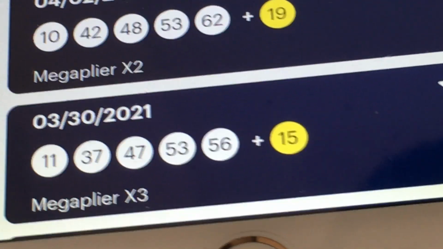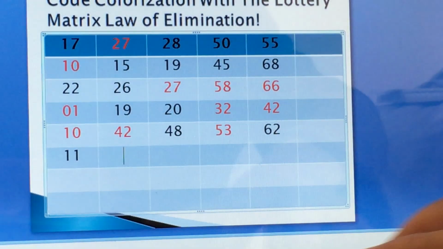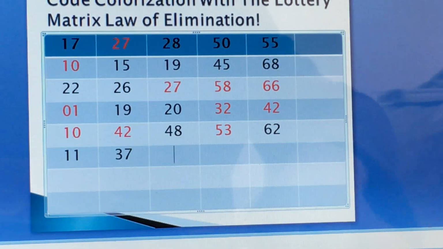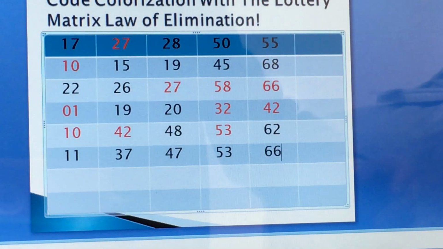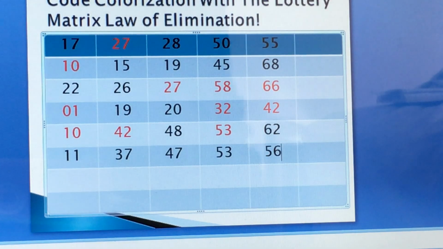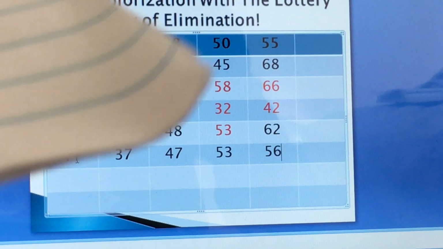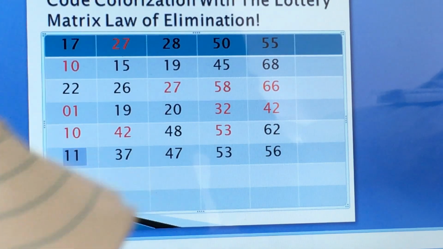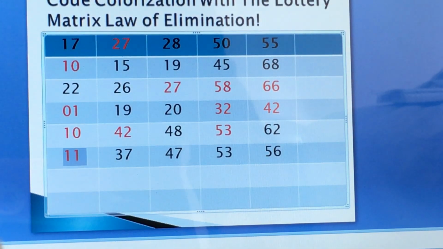11, 37, 47, 53, and 56. So 11, 37, 47, 53, and 56. You can see that 11 is a red number. Each draw will have 1, 2, maybe 5 red numbers, and 4 or 5 red numbers are rare.